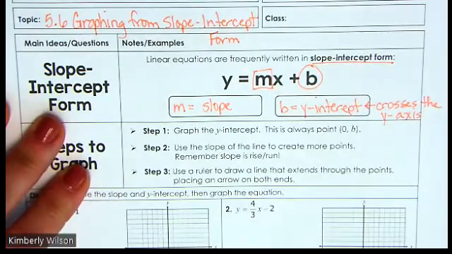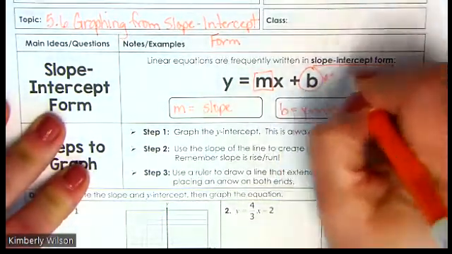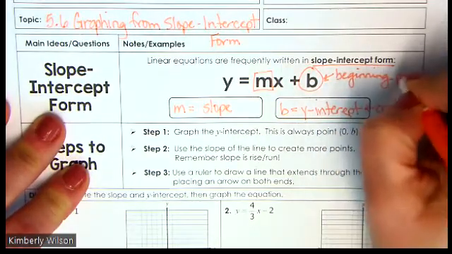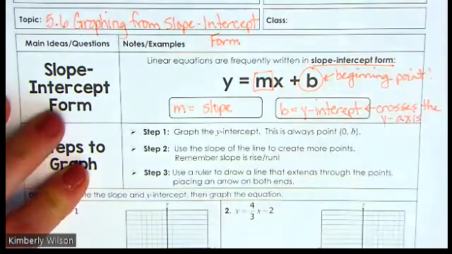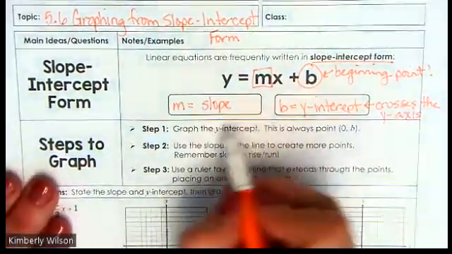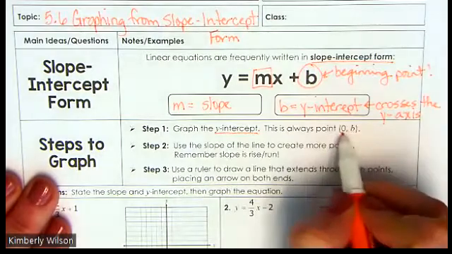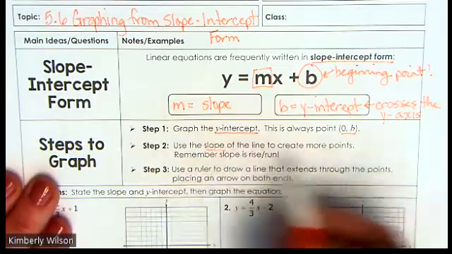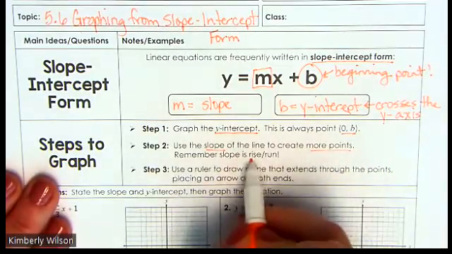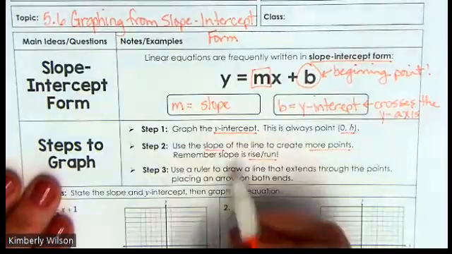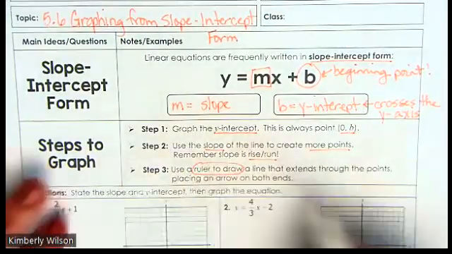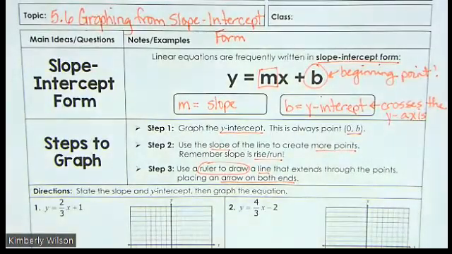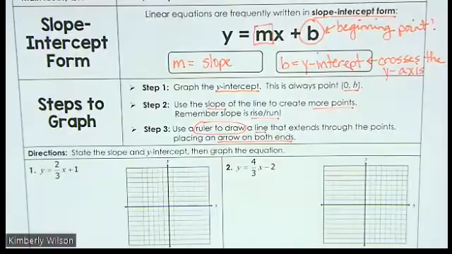y-axis. I always think of b as the beginning point. You graph this first. Okay, b, beginning point. So you graph the y-intercept first, and that's always (0, b). Then we use the slope to create more points using rise over run. And then you use a ruler to draw a line, and we make sure that there is an arrow at both ends. All right, so let's work a couple of examples.